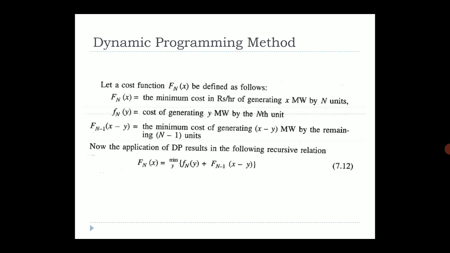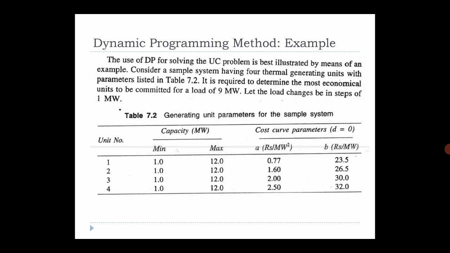Now using this combination, we need to find again a minimum cost when Fn minus 1 and small fn are working together. So we find the total cost function as Fn of x is equal to the minimum of small fn of y plus Fn minus 1 of x minus y. Okay, I think you are getting this clear. Now let us check this dynamic programming method.